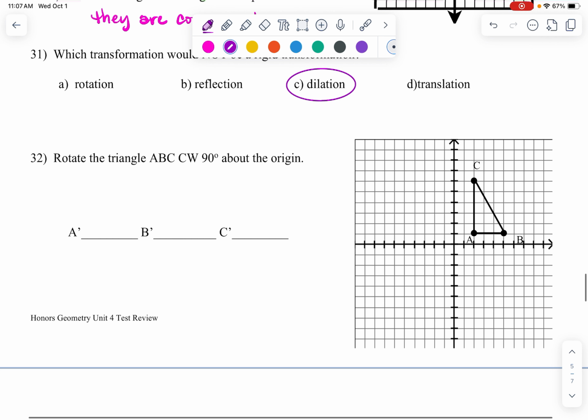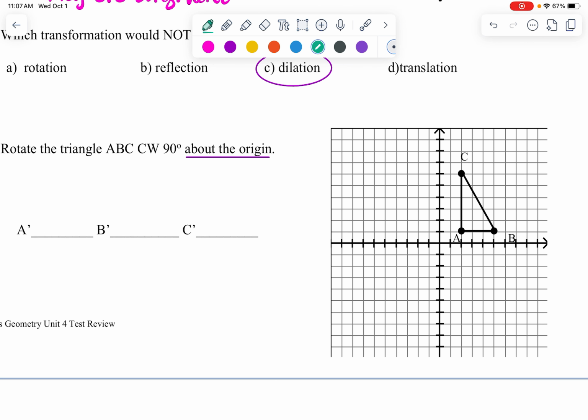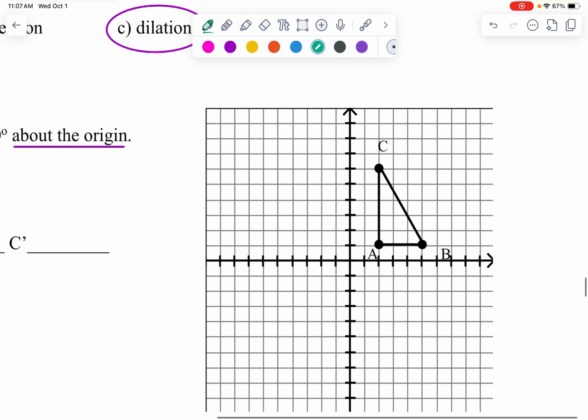All right, number 32, rotate the triangle about the origin. We always go about the origin. If you happen to forget this rule, I'm going to show you the long way about that, but this is the way I always do it because I always forget the rule. So remember, we're trying to do a 90-degree rotation with the origin.